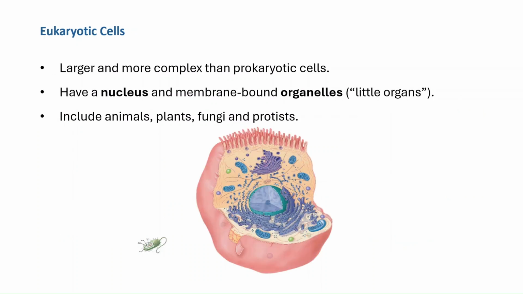Eukaryotic cells, on the other hand, are going to be bigger. They have a eukaryotic cell in pink and a bacteria in green, to give you an idea of the difference in size. They do have a nucleus surrounded by a membrane and organelles surrounded by membrane. Organelle means a little organ, and we are going to study all of them. Eukaryotic cells include animals, plants, fungi, that's mushrooms, yeast, and all that, and protists.